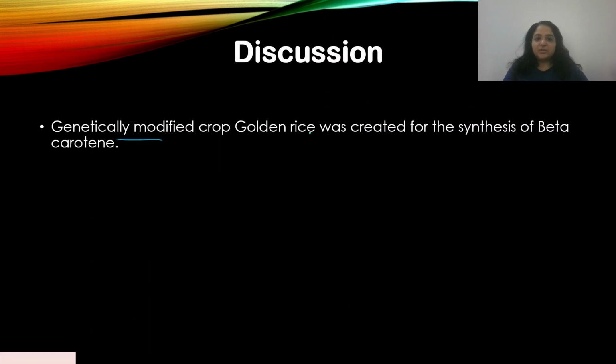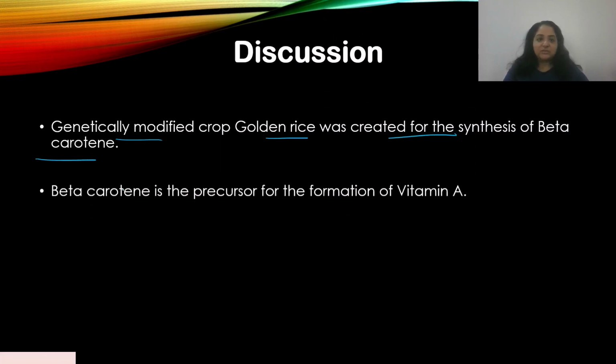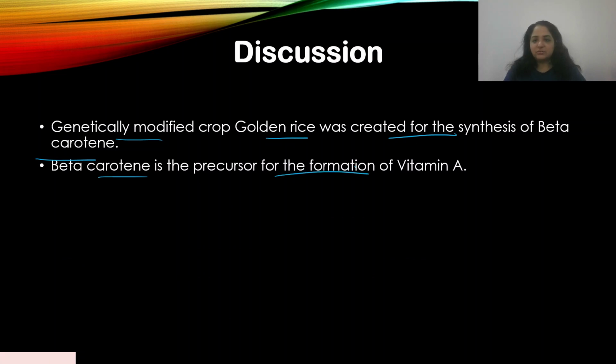So the genetically modified crop golden rice was created for the synthesis of beta carotene, and beta carotene is a precursor for the formation of vitamin A. It's the same answer. All right. So basically golden rice was formed to alleviate the deficiency of vitamin A. All right, let's move on.